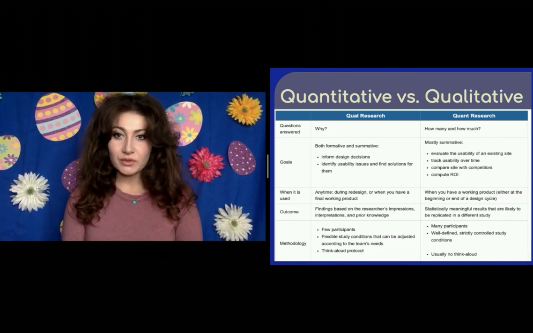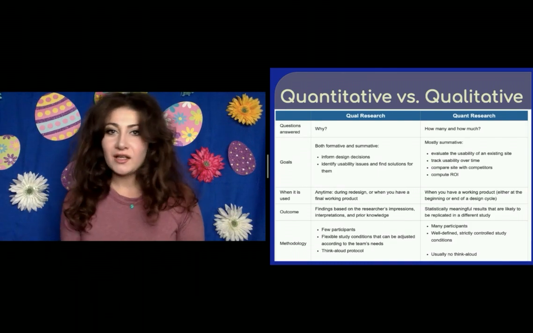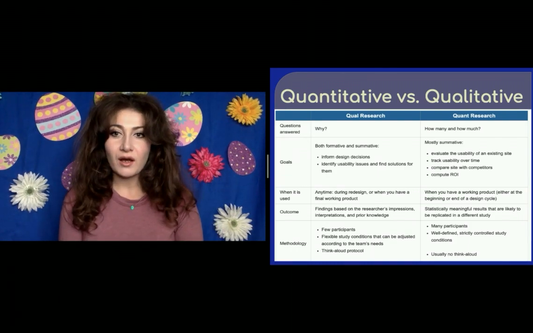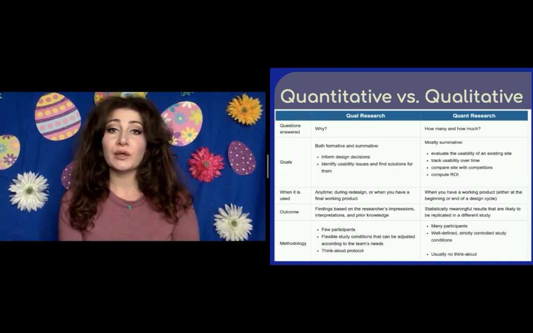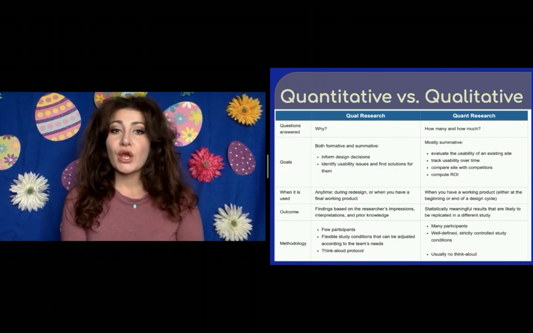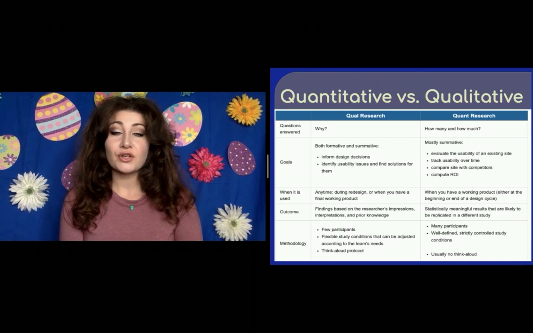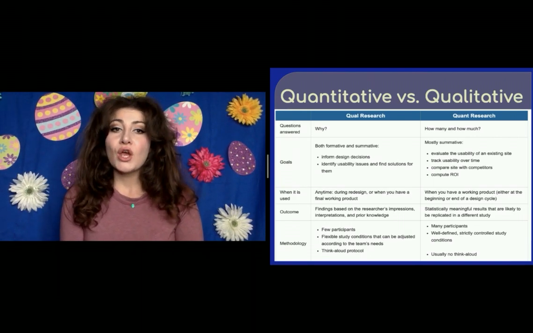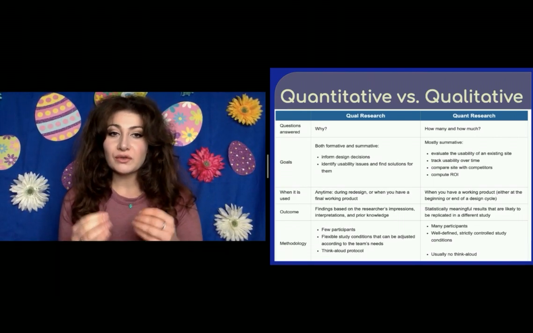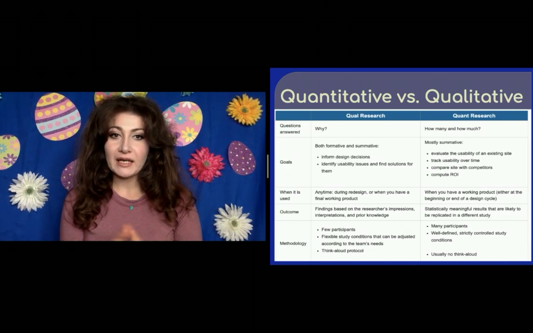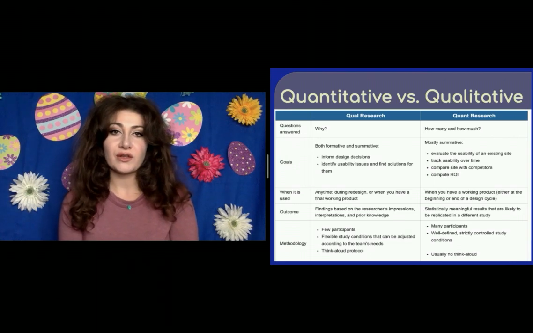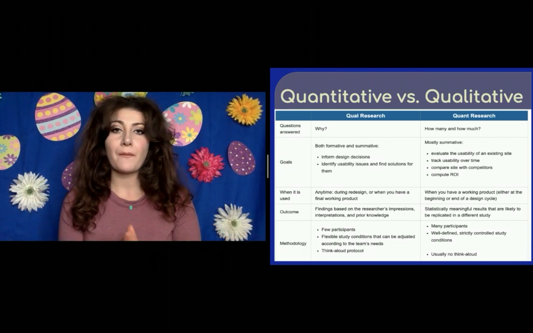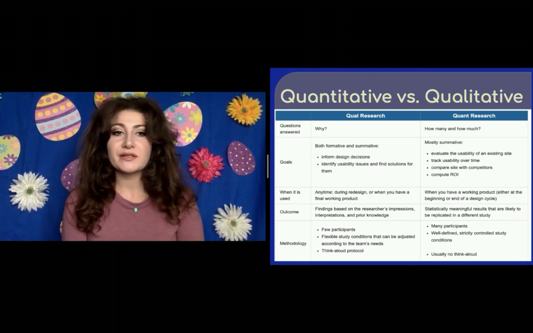How many people struggled with this? On a scale of 1 to 5, how much of a problem did this cause, and so on. And again, going back to the goals of the two different types, the goals of qualitative research are both formative and summative. So they are used to inform design decisions, right? And they can also help us identify usability issues and find solutions for them. So we know that because we've talked about multiple methods of qualitative research.